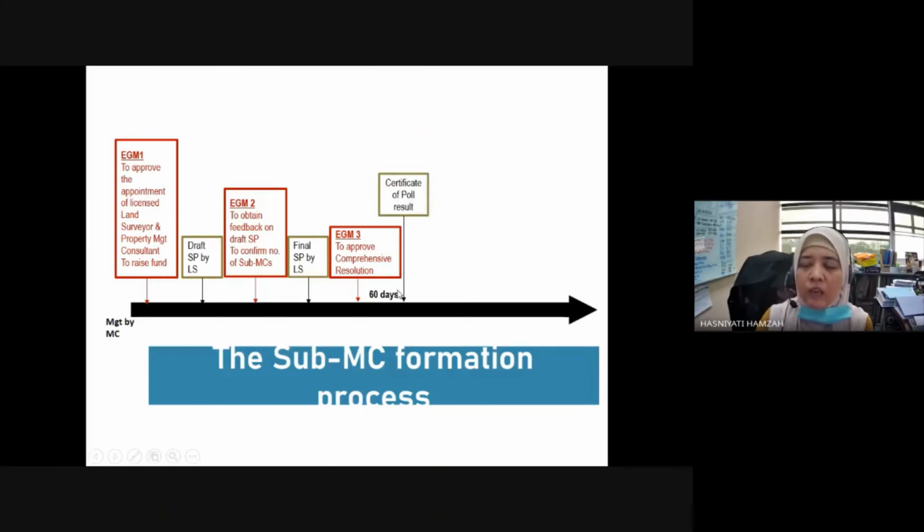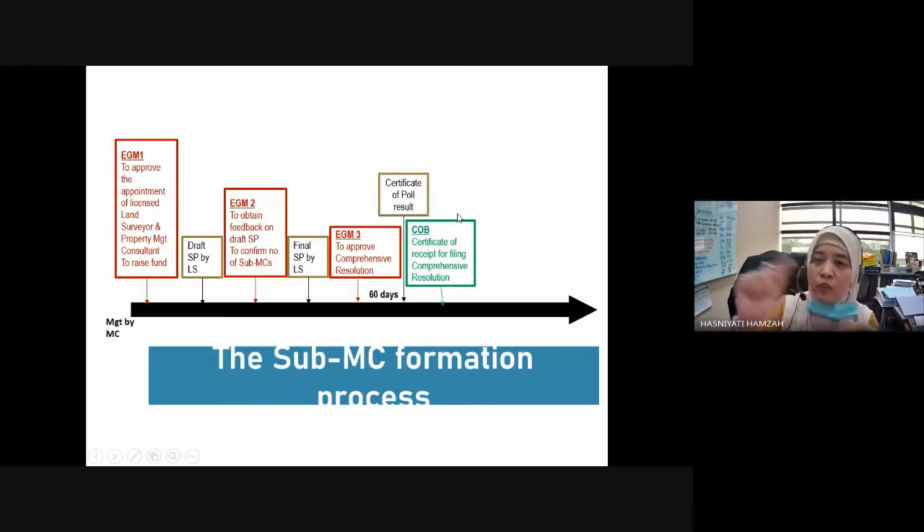Then once you receive the 2/3 of the votes, a certificate of poll result will be prepared mengatakan lebih daripada 23 ataupun berapa lah, daripada unit ni setuju, and then you total up, you manage to get 75% of the aggregate share unit owners agreeing on the motion. Sudah jadi comprehensive resolution. Then go to the COB and file the certificate. The certificate of poll results just now.